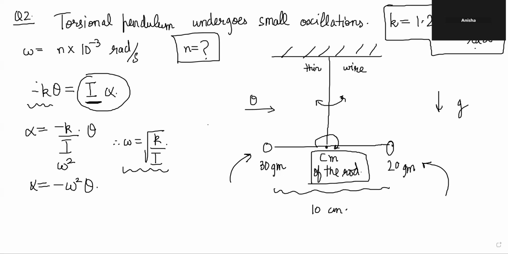So N is equal to 10. Basically, you just remember that this is the center of mass, so this distance will be less than this distance. And you do I as m1 r1 square plus m2 r2 square. And after that, you put k by I and you'll get the answer. If you don't know about torsion and all, just revise your SHM and oscillations theory once, right?